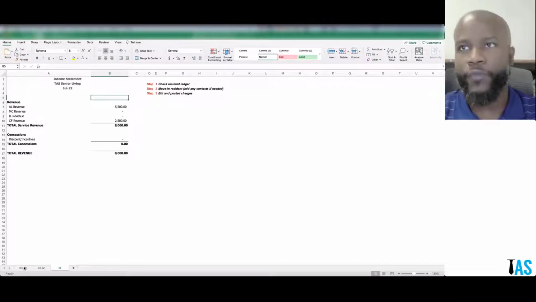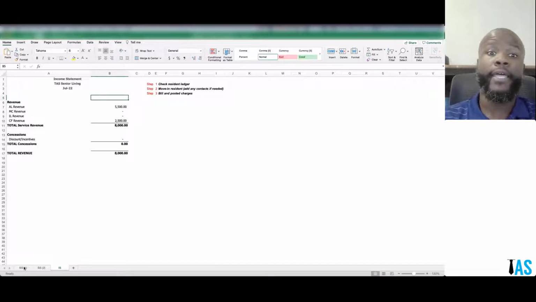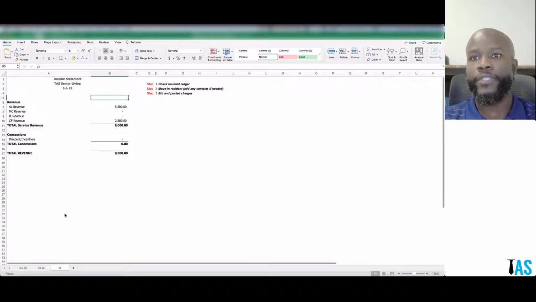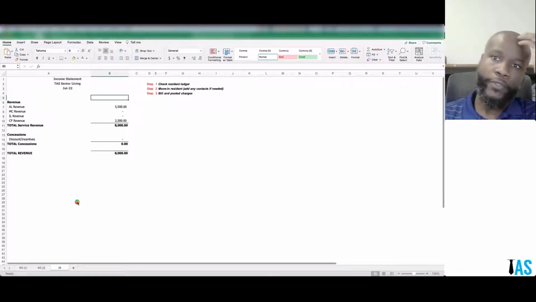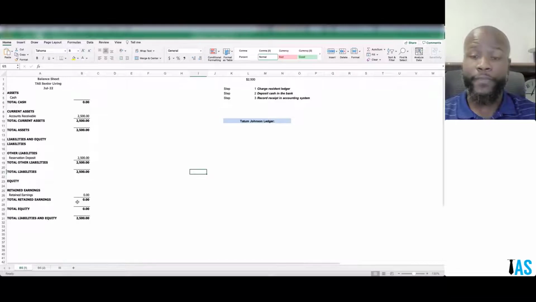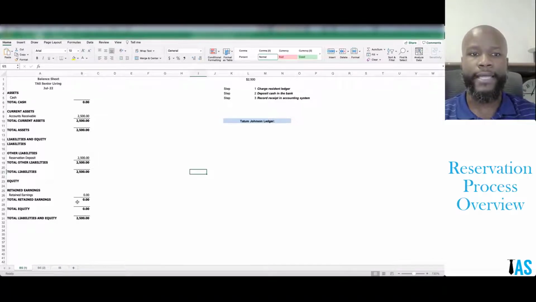So to recap, we'll go quickly and touch on the reservation process. From the training we know that the reservation process interacts with the balance sheet, because we're putting a charge on a ledger. That charge is linked within your system to some type of liability account, because with the reservation deposits that we take, in our industry, if the resident does not move in, there's a good chance that deposit will be refunded. And so on the accounting side, we will not count that as revenue.